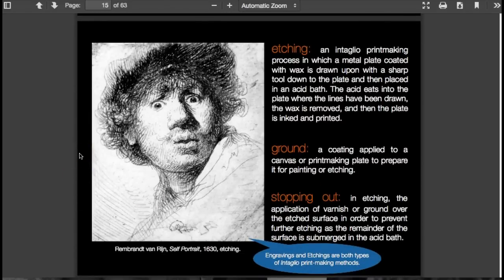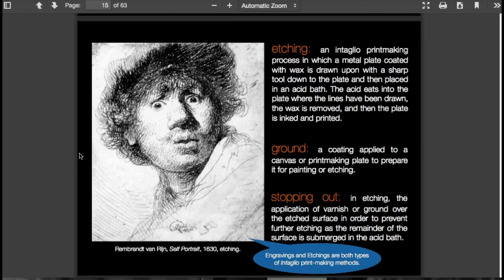Rembrandt loved etchings. And this is a printmaking process, again intaglio, in which a metal plate is coated with a wax material, and then it's drawn upon with a sharp tool, such as a burin, and then it's submerged in a bath of acid. What happens is the acid eats into the plate where the lines have been drawn. So if you have this waxy material, you're drawing in this wax, so you're basically removing wax in certain areas. You submerge this plate into acid, and the acid only eats where the lines have been drawn, where that wax has been removed.